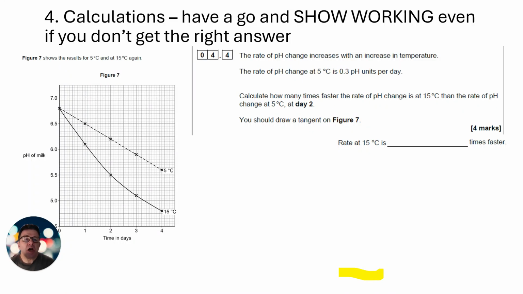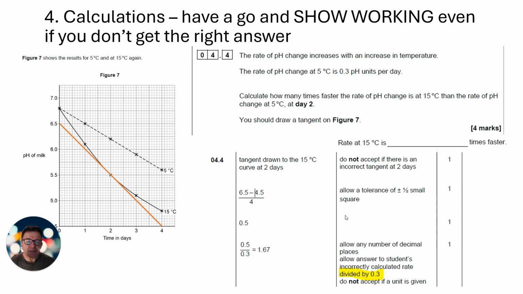Number 4. Calculations. Have a go and show your working, even if you don't get the right answer. Here's an example. It's asking you to calculate how many times faster the rate of pH change is at 15 degrees C than the rate of pH change at 5 degrees C at day 2. It says you should draw a tangent, so I'm going to draw a tangent. Your tangent, as long as it goes through the second day, can be any length at all.